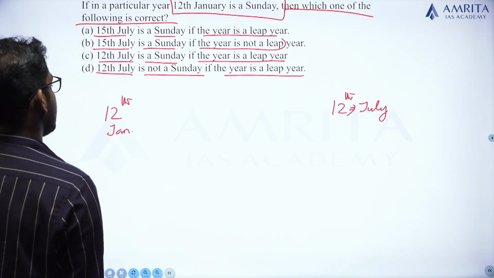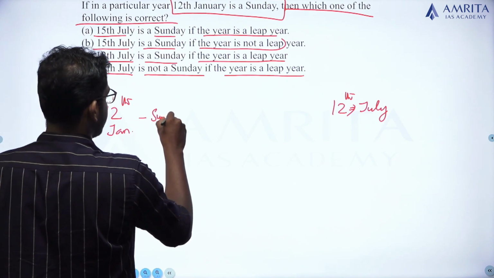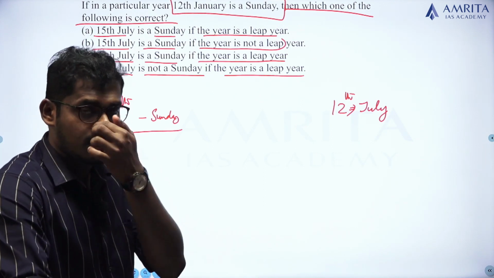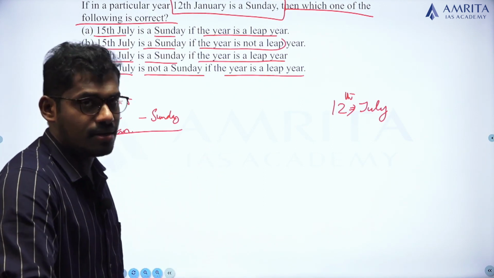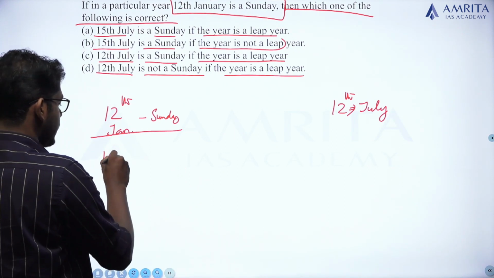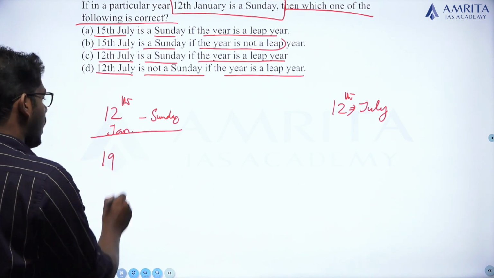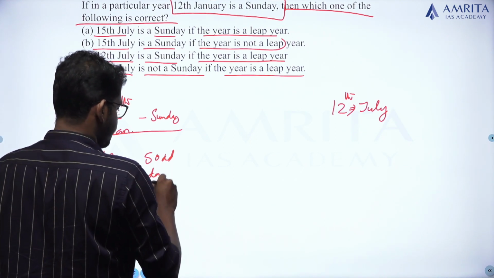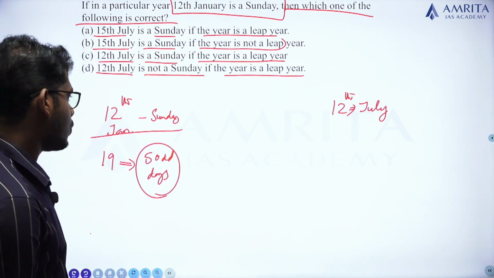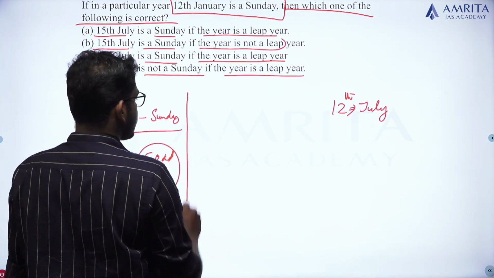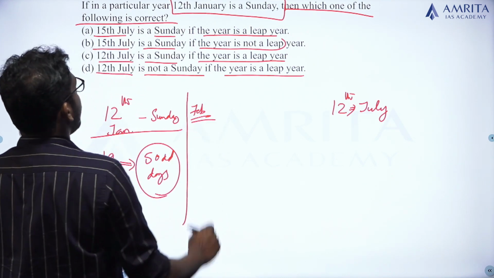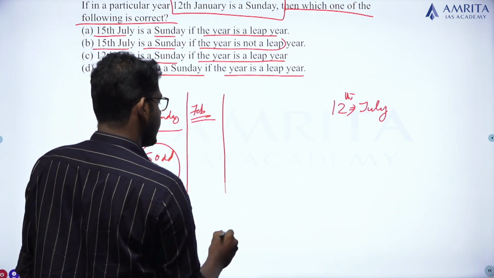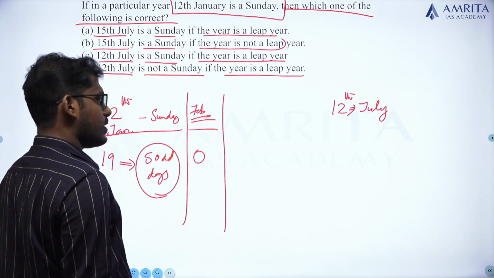See, 12th Jan is on Sunday. Clear? Okay. So how many days are remaining in January? There remain 19 days, right? Out of these 19 days, how many odd days are there? There are 5 odd days. So in the month of Jan, there are 5 odd days. Clear? Then the next month is February. Let me take the year as a non-leap year or an ordinary year. Then February contains how many odd days? It contains 0 odd days.